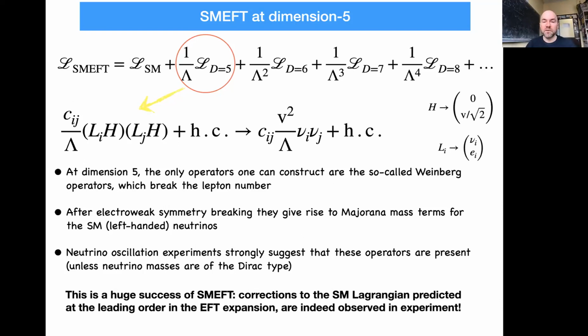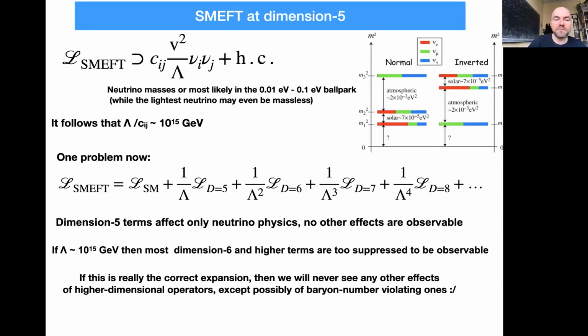You write down everything in a consistent expansion, and then we see dimension 4 terms, we have seen them long ago, and then the next thing we see is the dimension 5 term in this effective Lagrangian. So we even know now much more about neutrino masses, which we measured more precisely.